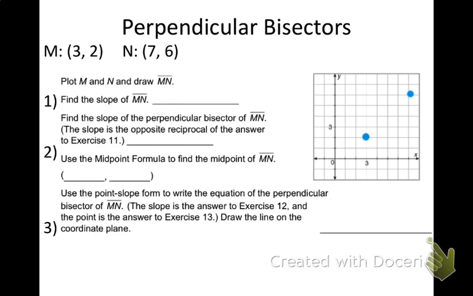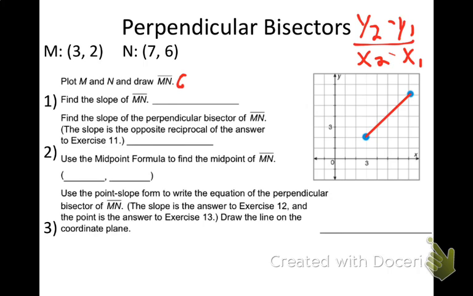So there's M and there's N. And I'm going to draw the line containing those 2 points right there. So there's my line that I want to put a perpendicular bisector through. Okay. So number 1 says I need to find the slope of MN. I need to find the slope. So remember, slope formula is y2 minus y1 over x2 minus x1. Hopefully you can recall, we've done a lot of slope recently. The slope of MN would be what? What is the slope there, Caitlin?